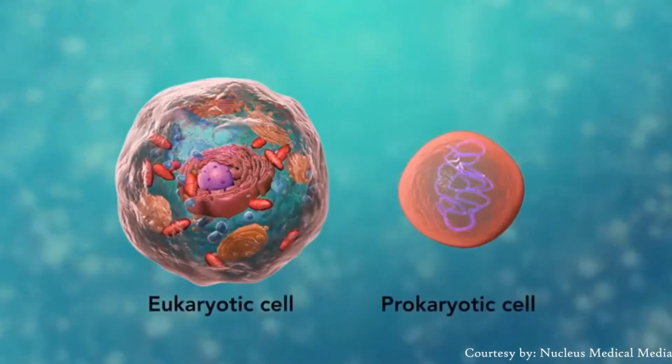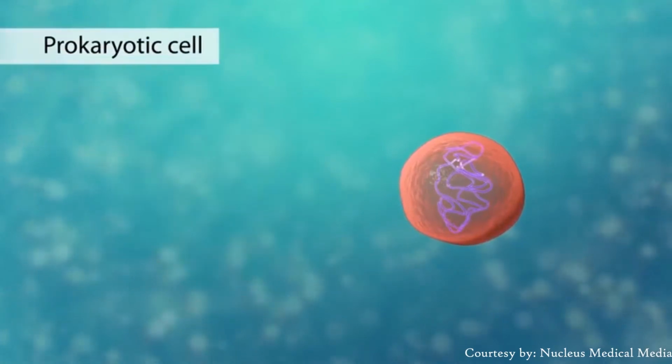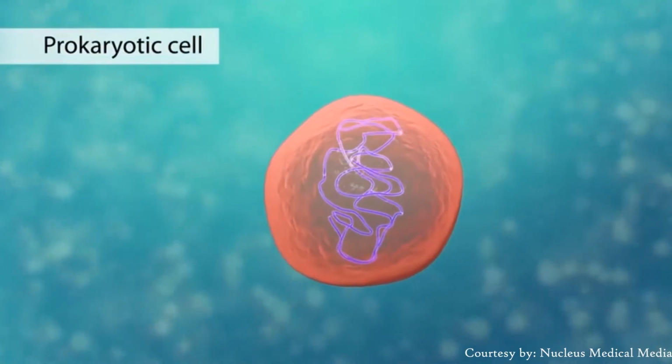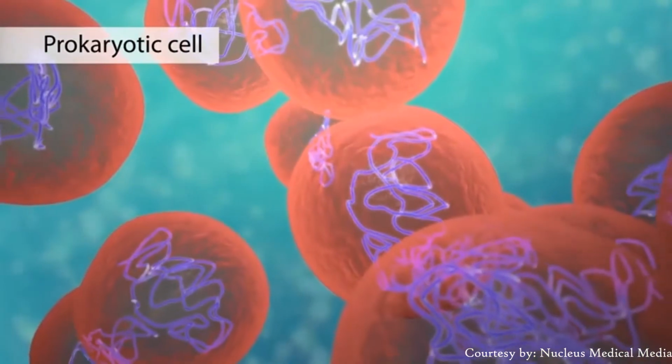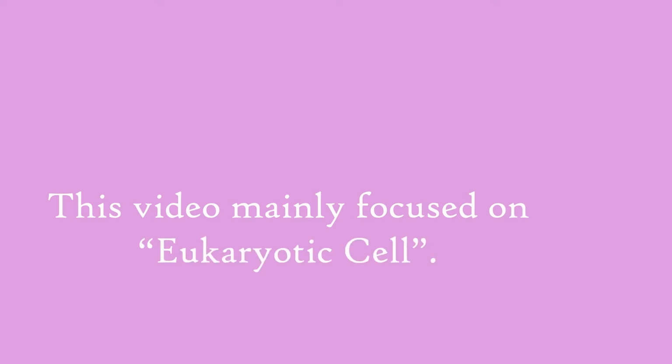Eukaryotic cells have organelles, which makes them more advanced than prokaryotic cells. Meanwhile, a prokaryotic cell is also called a unicellular cell or single cell, such as bacteria. This video mainly focuses on eukaryotic cells.